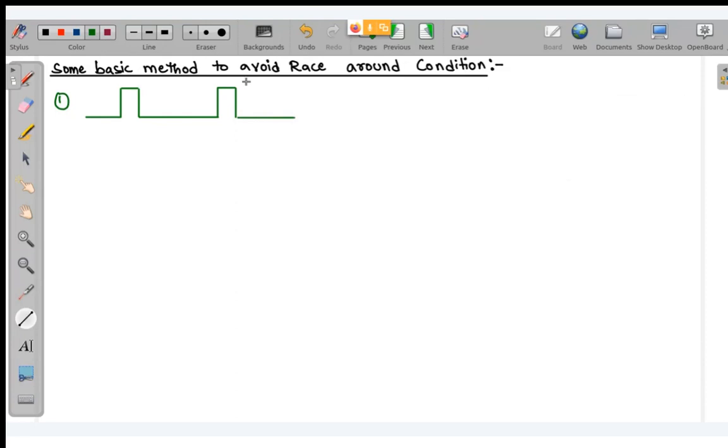So how many of you are from electrical? Nobody is from electrical. So this is actually known as, I don't know if you might be knowing this term, decreasing the duty cycle. How many of you know this term duty cycle?